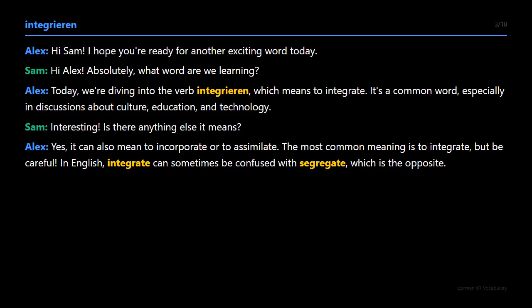Today, we're diving into the verb integrieren, which means to integrate. It's a common word, especially in discussions about culture, education, and technology. Interesting. Is there anything else it means? Yes, it can also mean to incorporate or to assimilate.